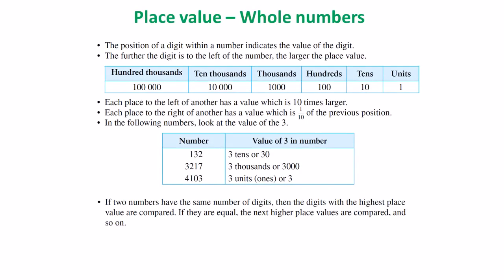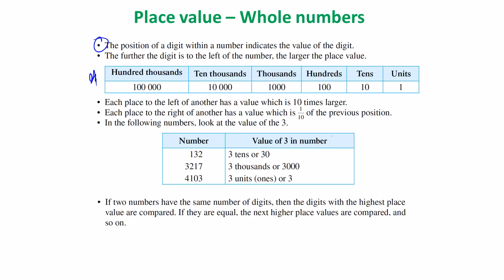So we're going to be talking about place value. First, we're going to talk about whole numbers. Place value is about how the position of a digit within a number indicates the value of the digit. In this example, when the 1 is in the units position, it has a value of 1. When it's in the tens, it's a value of 10. In the hundreds, the 1 is a value of 100. Then the thousands, 10,000, 100,000.